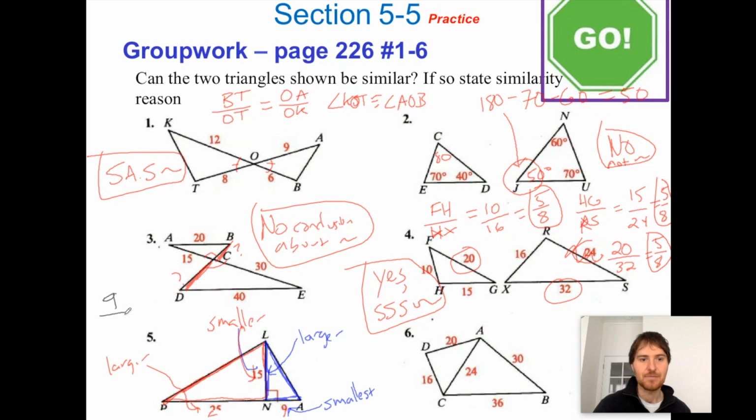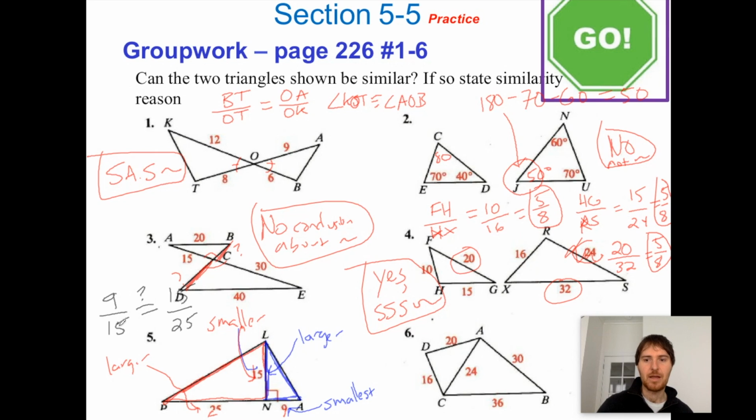So 9 to 15, okay, that's our small ratio. Small side in LNA. NA would correspond to NL in this red triangle here. So that's 9 to 15. Does it equal, okay, this is our larger in this triangle here, and this is our larger in this triangle right here. Does it equal 15 to 25, okay?